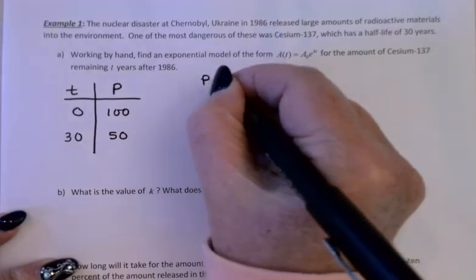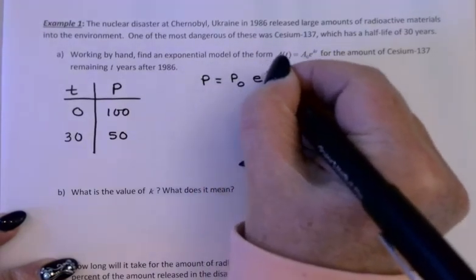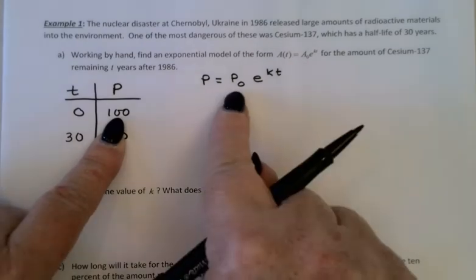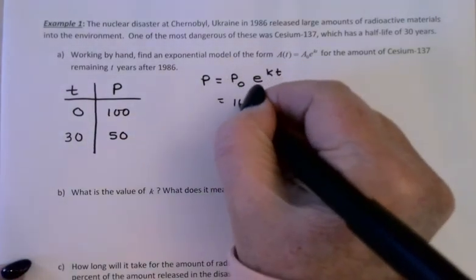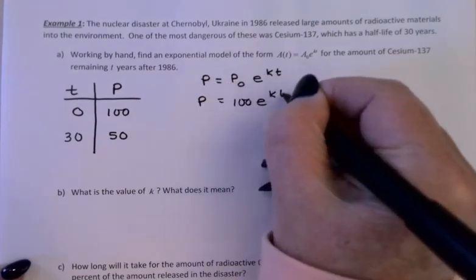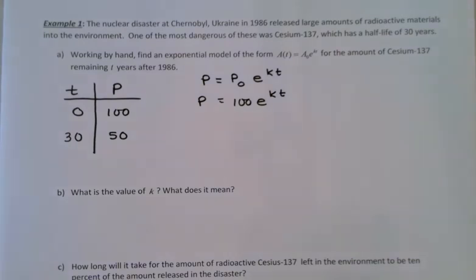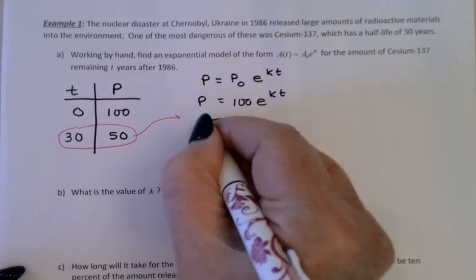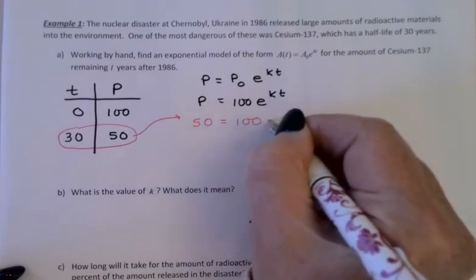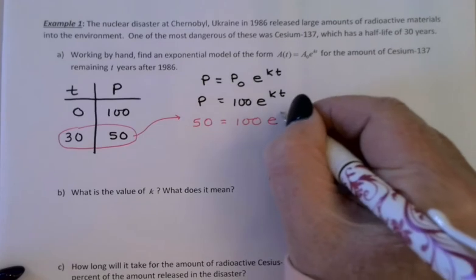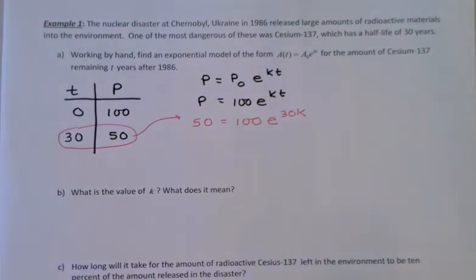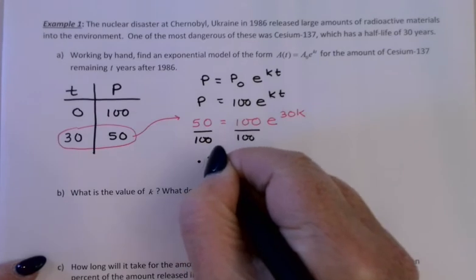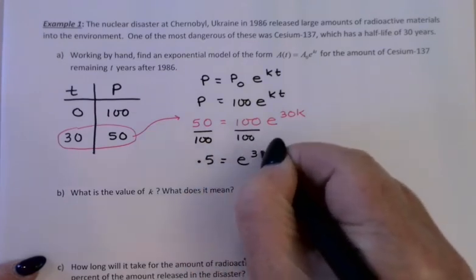Instead of A, I actually have P, so I'm going to write P equals P naught e to the kt. And as often happens, we know the original y-intercept, or the P naught, is 100. We'll follow a similar process to what we did before. I'm going to take my second point and substitute that in. P is 50, and t is 30, so I'll make that 30k. To solve for k, I'll start by dividing by 100. So we have 0.5 equals e to the 30k.